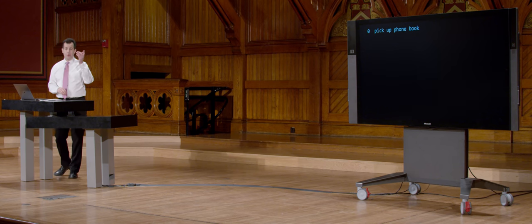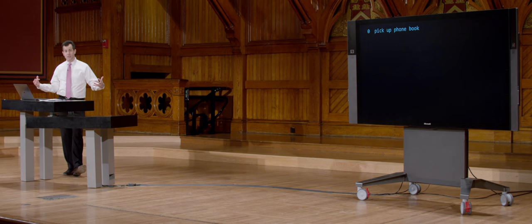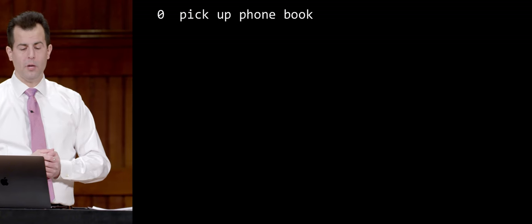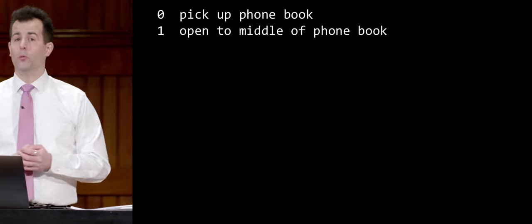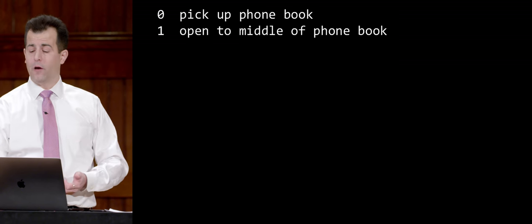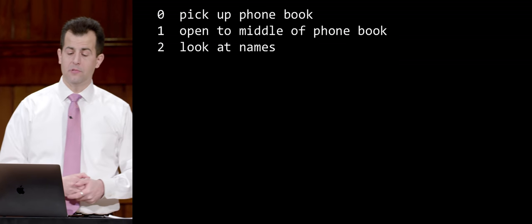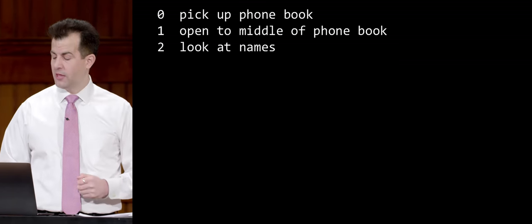But step zero, and just to be playful here, I'm not going to start counting at one. I'm going to start counting at zero, just because with any number of bits or digits, the lowest number that I could count with is, of course, zero. Pick up phone book is the first thing that I did. One, open to the middle of the phone book is the second thing I did in that third and final algorithm. Look at the names was the next thing I did, looking down at that phone book.